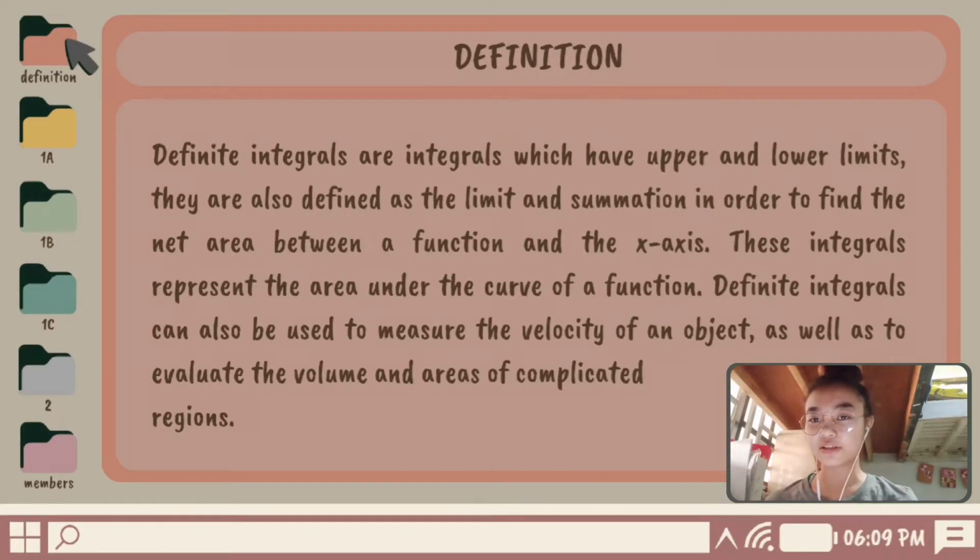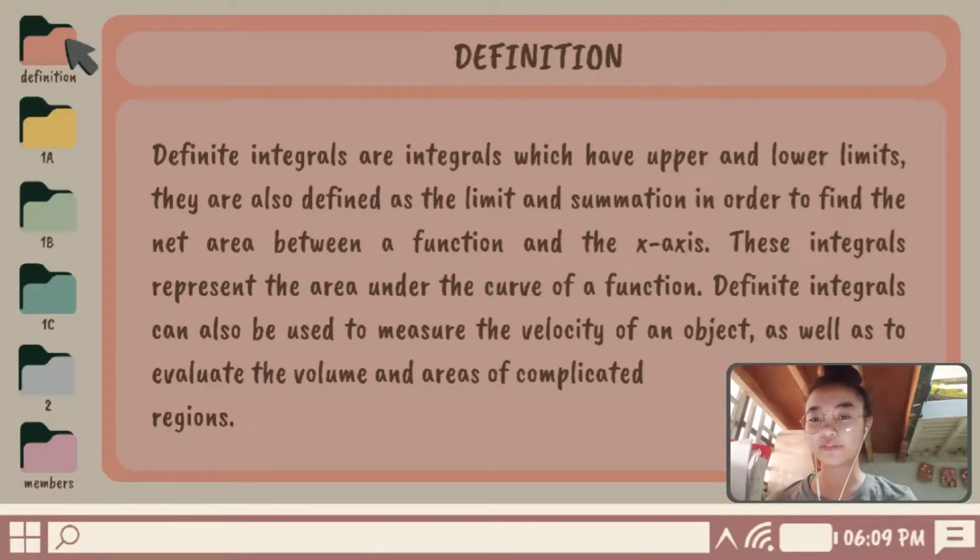Definite integrals are integrals which have upper and lower limits. They are also defined as the limit in summation in order to find the net area between a function and the x-axis. These integrals represent the area under the curve of a function. Definite integrals can also be used to measure the velocity of an object, as well as to evaluate the volume and areas of complicated regions.